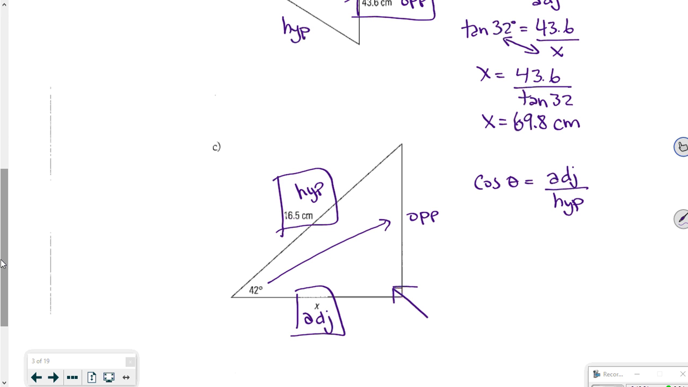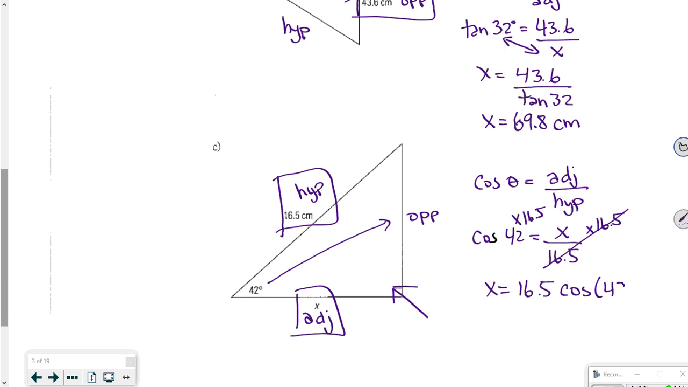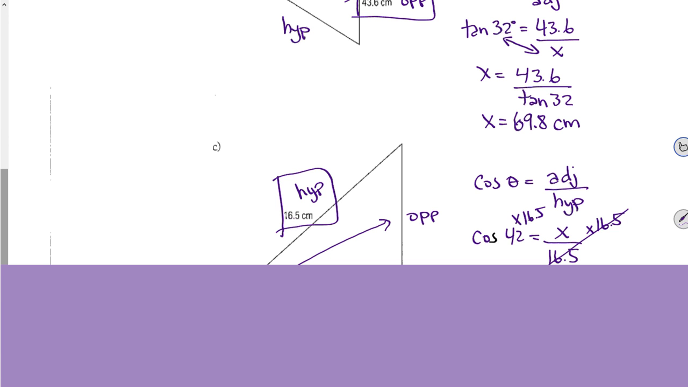So cos of 42 equals x over 16.5. The x that we're solving for is on the top of our fraction, which means we're going to multiply both sides by the bottom. So times 16.5, times 16.5. X equals 16.5 cos 42. And in this case, x is going to be 12.3. Original units were centimeters. This is also centimeters.